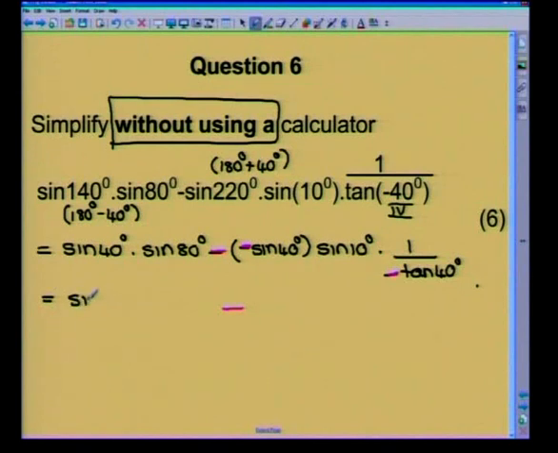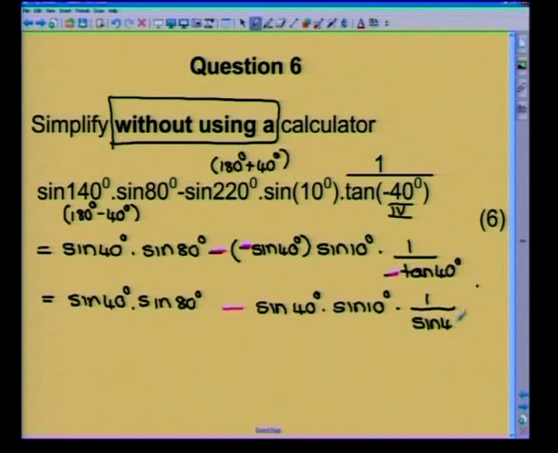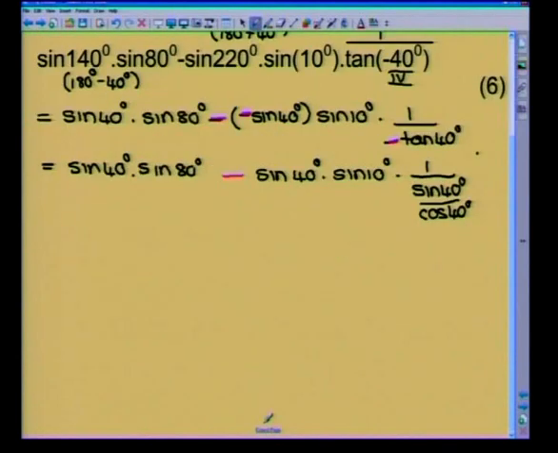So we have sine 40 times sine 80. As I say, overall a negative. I've got sine 40 over here, sine 10 degrees here. And over here, tan, we know, is sine over cos. Okay, and it's a layered fraction, and we know that those are never fun, but it's absolutely fine. We're going to be great on this.